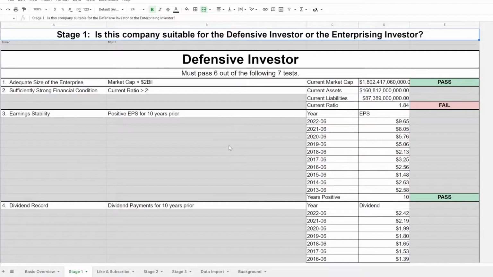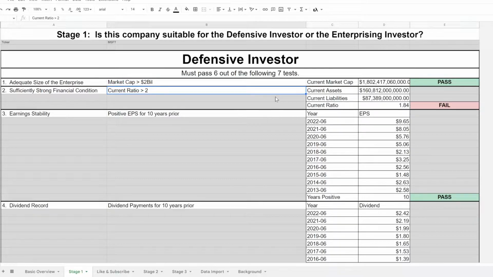Now, stage one of the Modern Graham valuation is to determine if the company is suitable for the defensive investor or the enterprising investor. And remember, the defensive investor is somebody who's not willing to do substantial research into a company. So they have very stringent requirements as to what company they will invest in. So first, the market cap has to be over $2 billion. Well, this one very easily passes that.